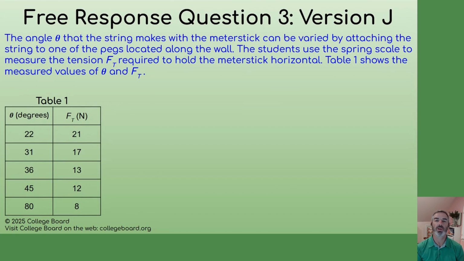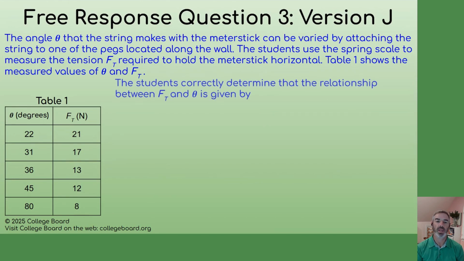And the students use the spring scale to measure the tension force required to hold the meter stick horizontal, and table 1 shows the values of theta and F_T. And the students correctly determine the relationship between F_T and theta is given by F_T is equal to 5mg divided by 6 sine theta.